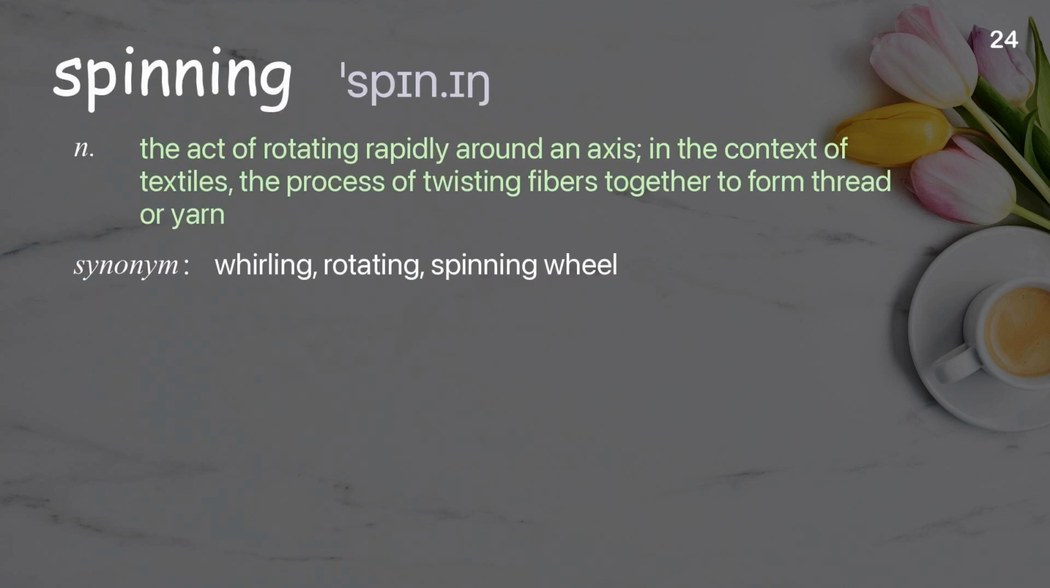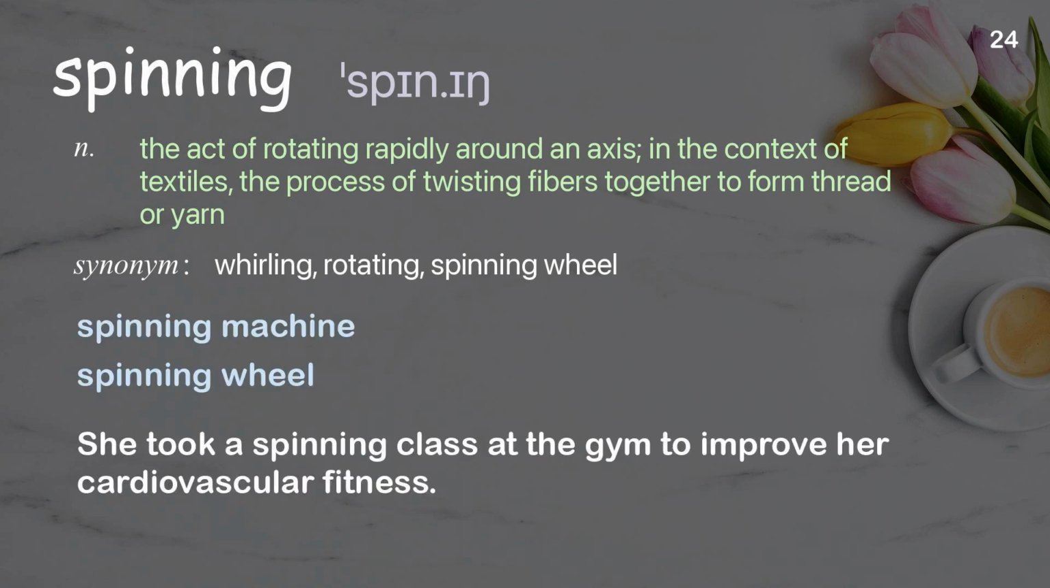Spinning. The act of rotating rapidly around an axis; in the context of textiles, the process of twisting fibers together to form thread or yarn. Examples: spinning machine. Spinning wheel. She took a spinning class at the gym to improve her cardiovascular fitness.